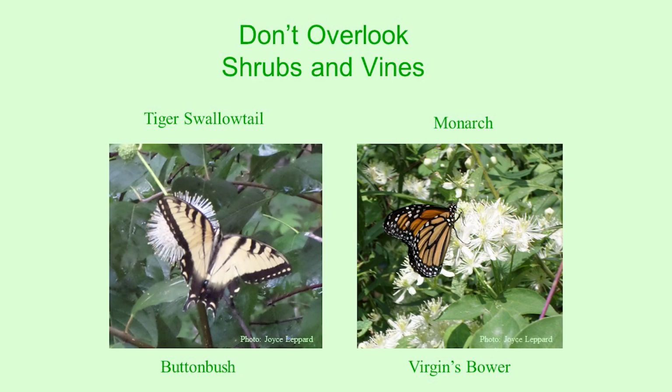You shouldn't overlook shrubs and vines as sources of nectar for butterflies. For example, here, buttonbush, which is a shrub, and then virgin's bower, which is a vine.